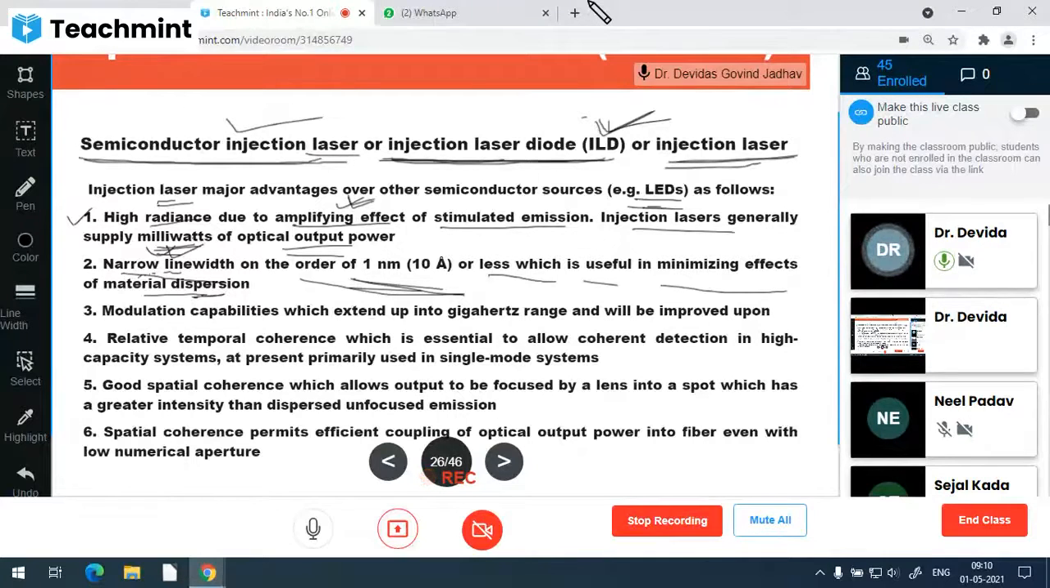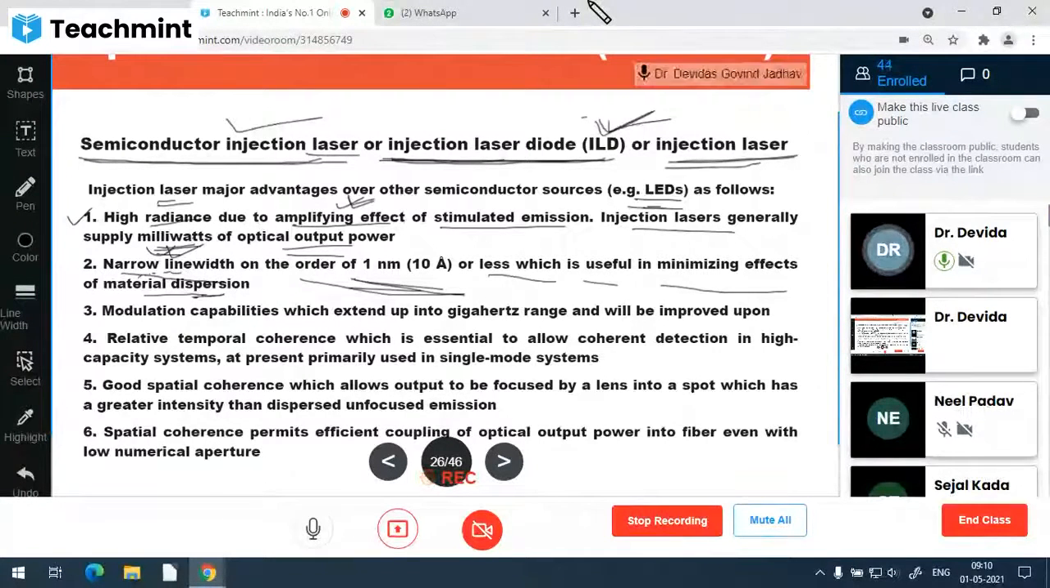Where does the material dispersion take place? Material dispersion takes place while photons are traveling in the optical fiber from transmitter to receiver. What is dispersion? Dispersion is broadening of the pulse, and that reduces the speed of the link. Bits per second is reduced.